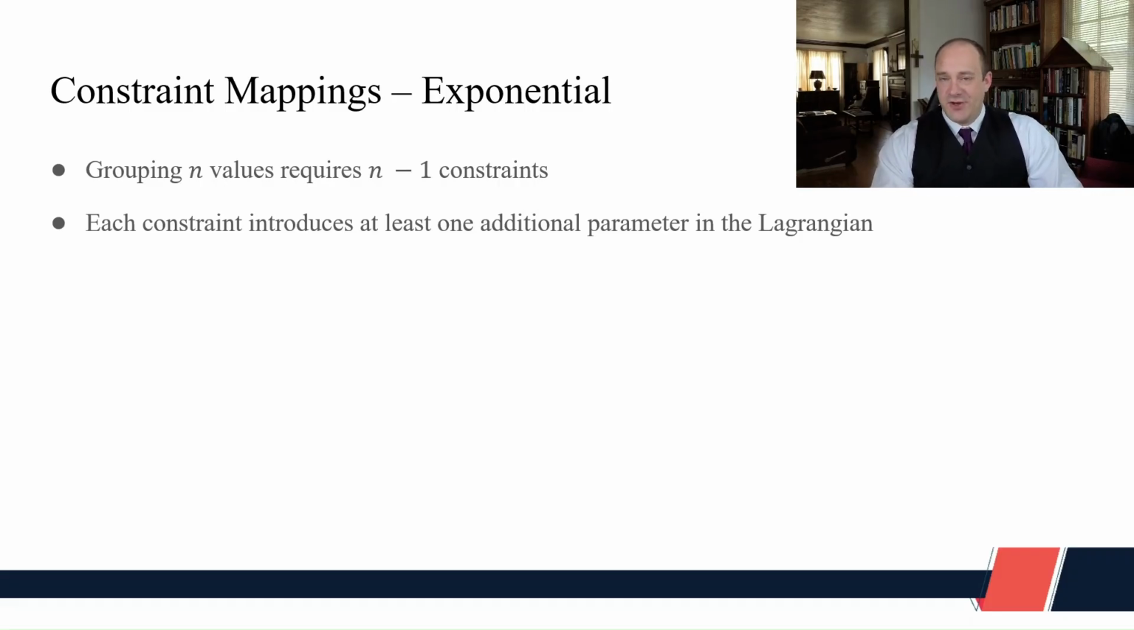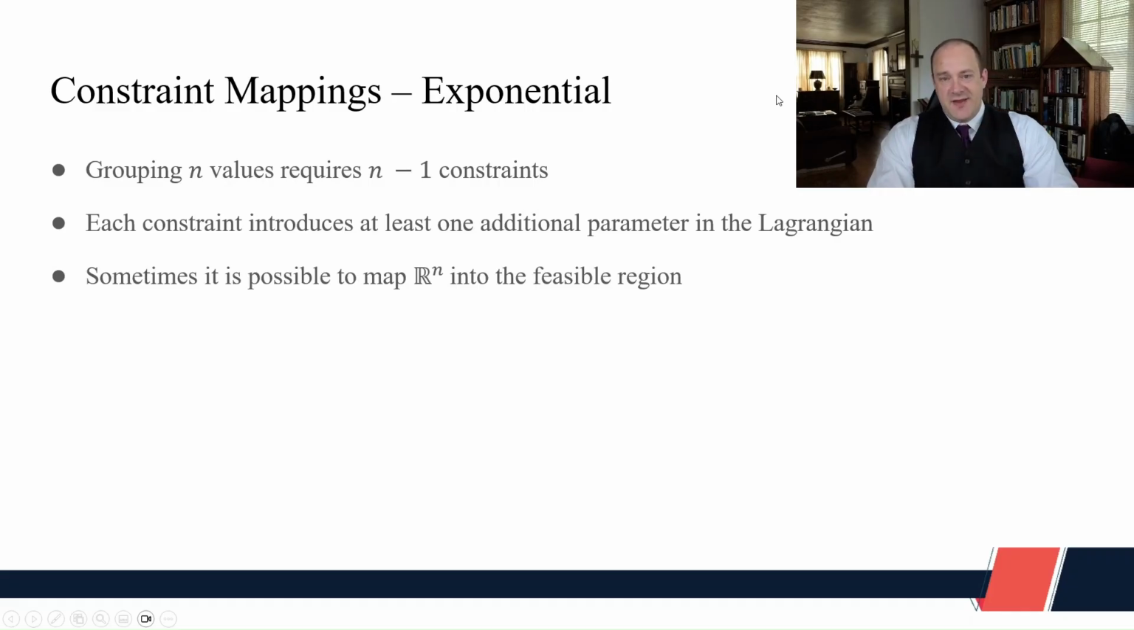In the case when you are doing inequalities, then what you have is what's known as an augmented Lagrangian, and that is why the function is called the auglag function in the alabama package. So what you have then is in your augmented Lagrangian, you have 2n minus 1 parameters. So you've essentially doubled the computational complexity. But sometimes it is possible to map Rn into the feasible region.